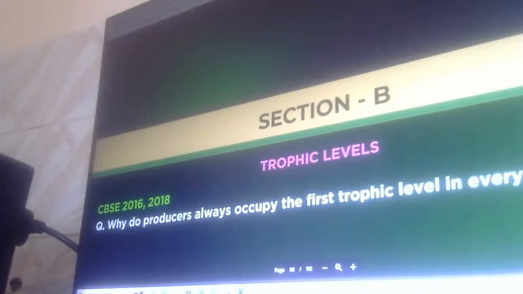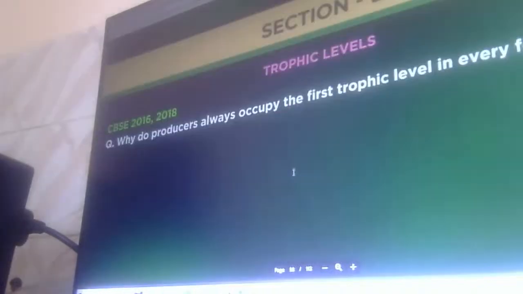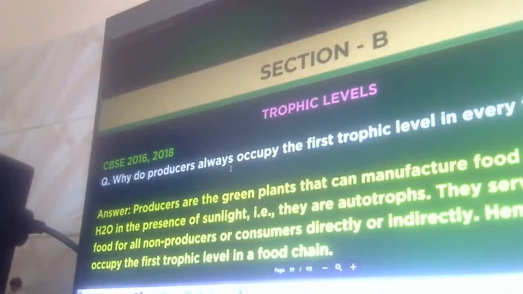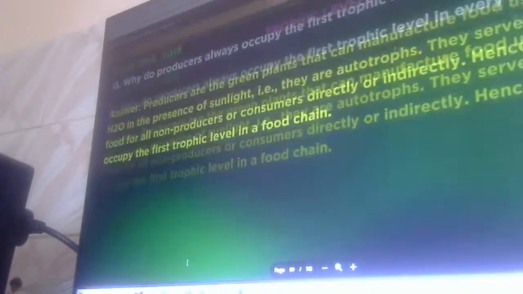Why do producers always occupy the first trophic level in every food chain? Because producers are the ones who produce the food, taking sunlight from the sun and everything, and they manufacture food. That is the source of food for all non-producers and consumers. Hence, they occupy the first trophic level.